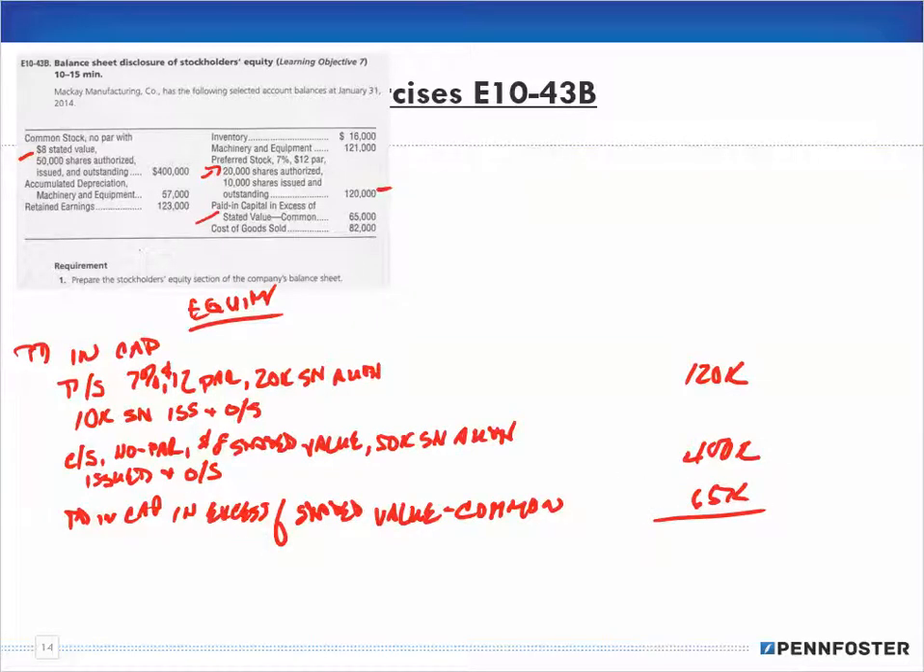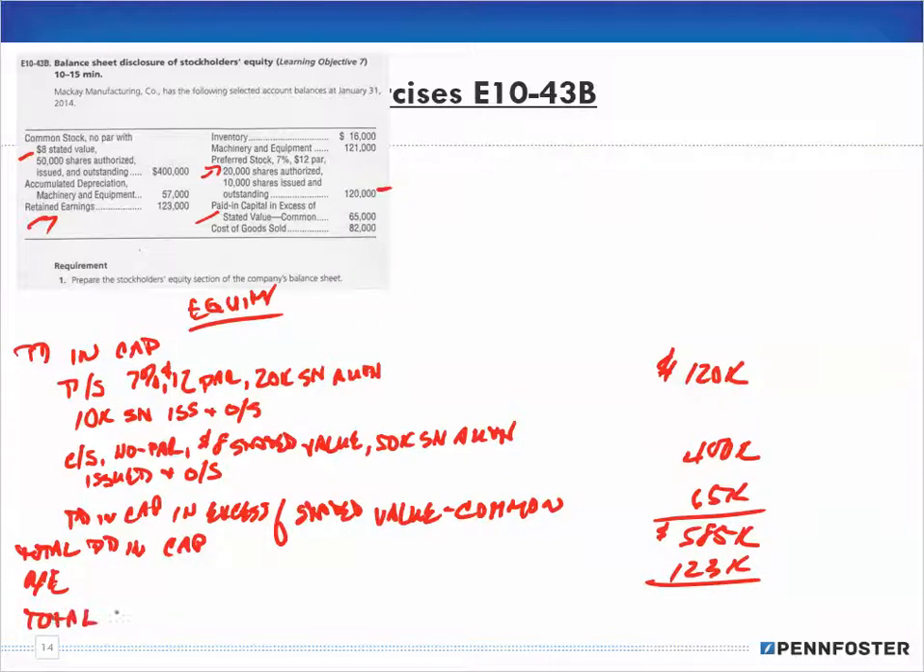So my total paid in capital is $585,000. And then I have, let's see, do I have treasury stock? No. Okay, don't need depreciation, inventory, nope, nope, nope. So all I'm left with is the retained earnings. So I have retained earnings of 123,000. So my total stockholders' equity is $708,000, double underline.